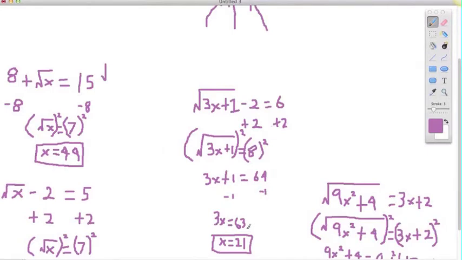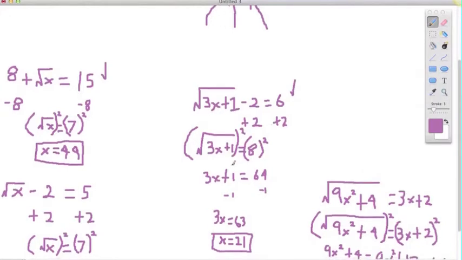Now let's input that and see if it's true. 3 times 21 plus 1 equals 64. The square root of 64 is 8. So 8 minus 2 does in fact equal 6. 6 equals 6, so this is in fact a true equation, and x does equal 21.